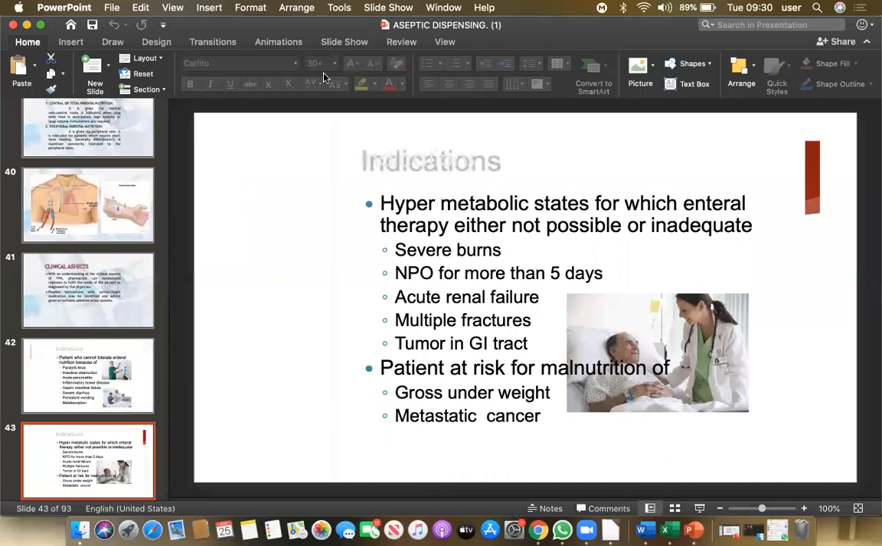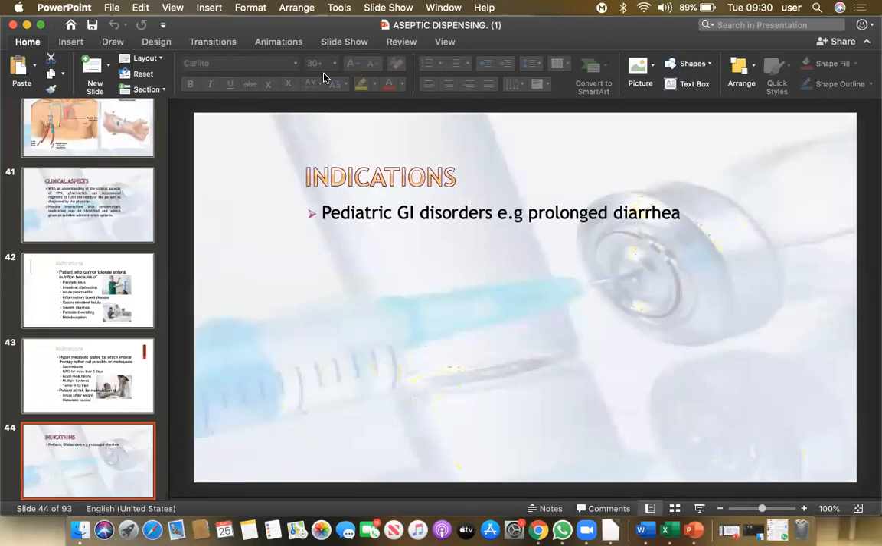nutrition. Acute renal failure, multiple fractures, tumor in the GI tract, patient at risk of malnutrition. Of course, if someone is underweight, or has metastatic cancer, in the terminal stage of cancer, a metastatic patient can't take feed through the oral route, so he can be switched over to parenteral nutrition. Pediatric GI disorders, prolonged diarrhea in children, so they are also switched over to parenteral nutrition.